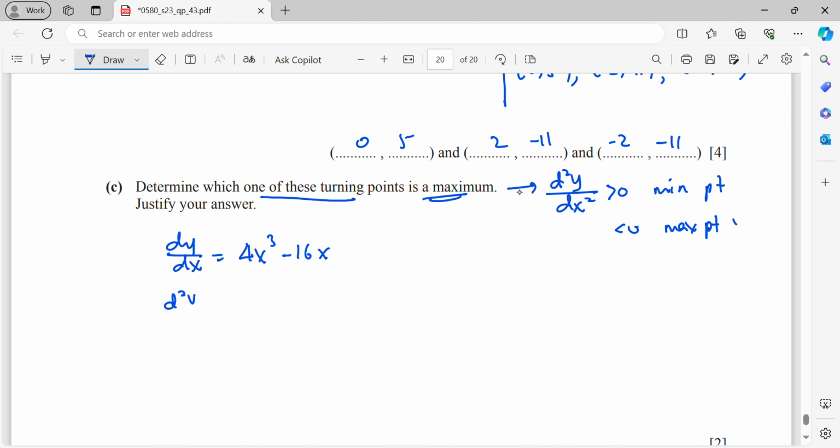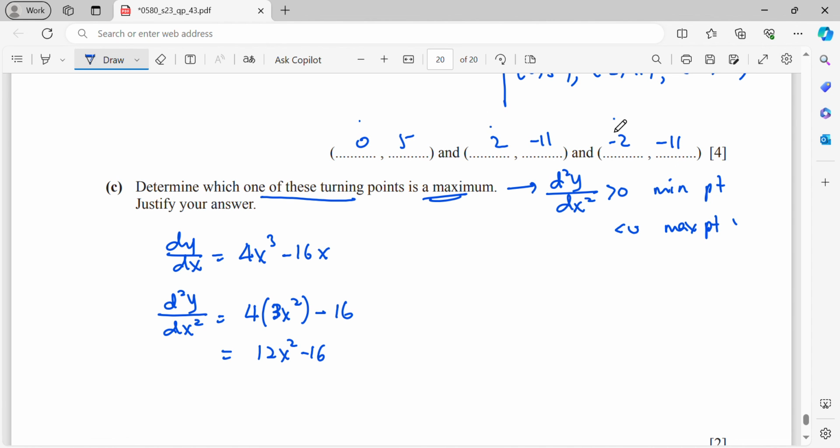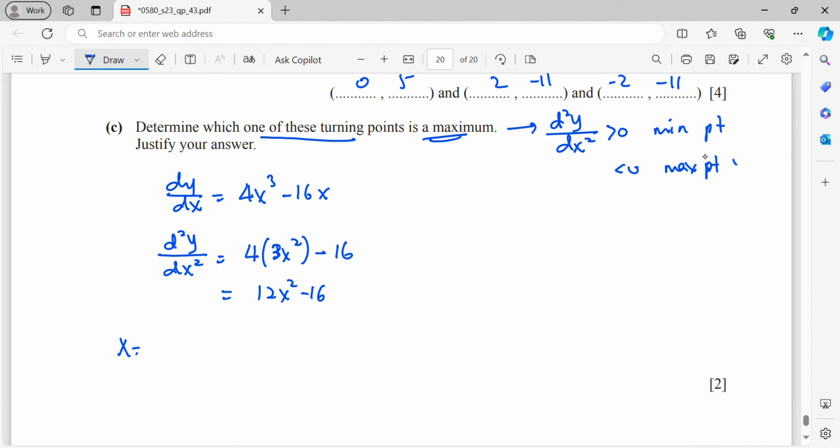So now my d squared y over dx squared, when you differentiate, keep the 4, differentiate x cubed, 3x squared. Then minus 16x becomes minus 16. So here becomes 12x squared minus 16. Now just now we found 3 x values: 0, 2, and minus 2. So just replace. When x equals 0, d squared y over dx squared will be 12 times 0 squared minus 16. This is negative 16, less than 0, which means this is a maximum.